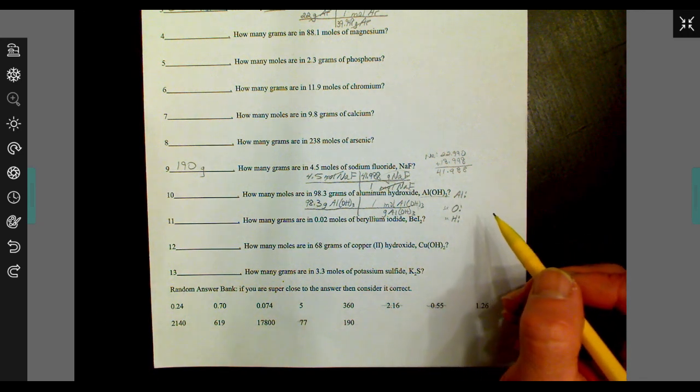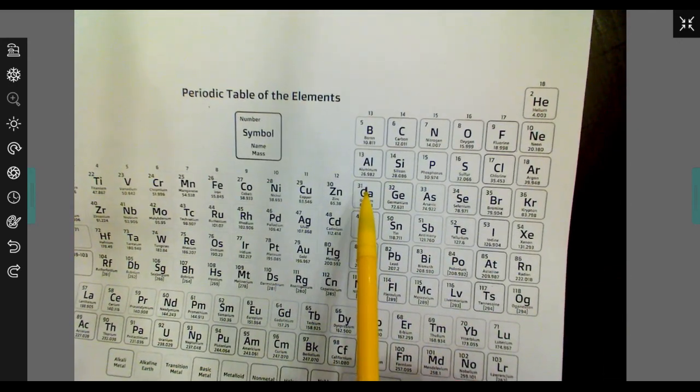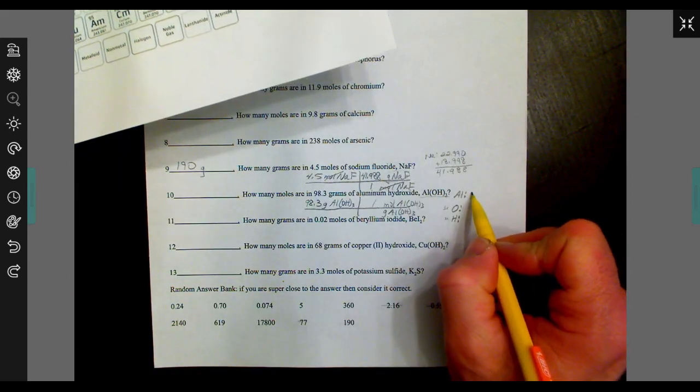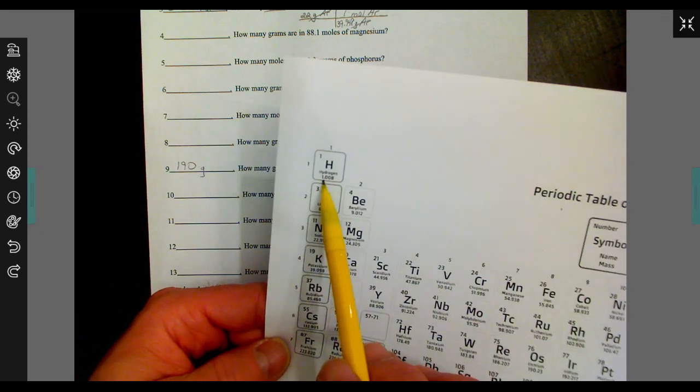All right, so let's find our mass. Aluminum's right here, 26.982. Fair enough. There's just 1 of them. Oxygen is 15.999, and there's 3 of them. Hydrogen, 1.008, and we said there's 3 of them.